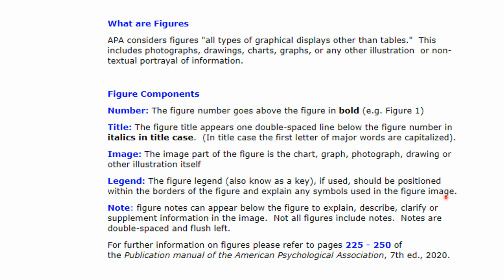in the figure image. Now, if you need to add a note, it should appear below the figure to explain, describe, clarify, or supplement information in the image. Take note that just like tables, not all figures include notes. Notes are double-spaced and flush left. If you want to read more about the components of figures using APA 7th edition, refer to pages 225 to 250 of the APA 7th edition manual.